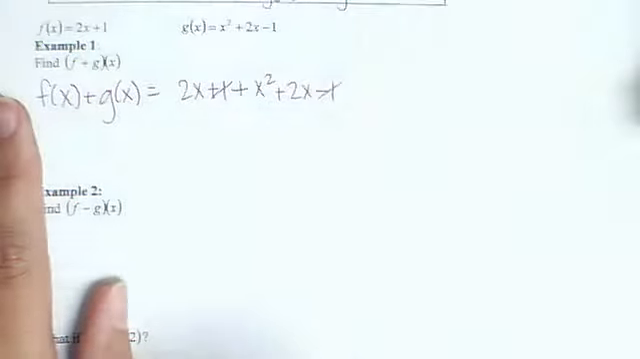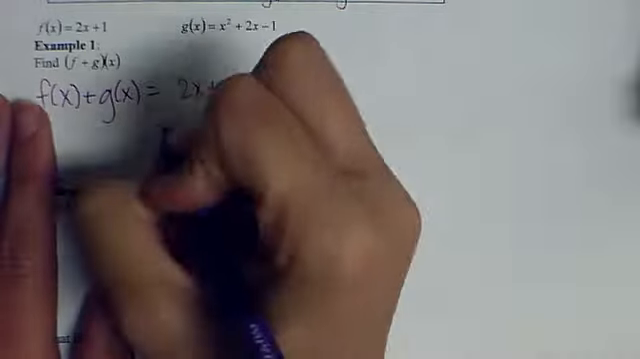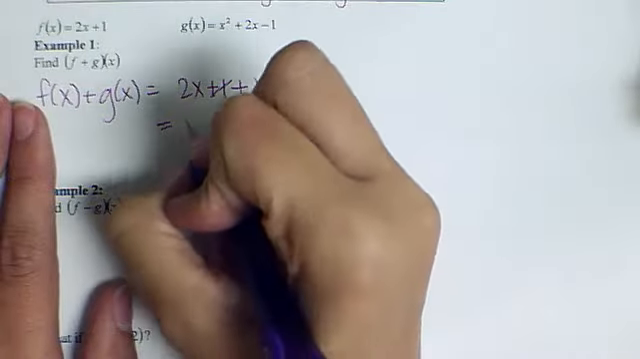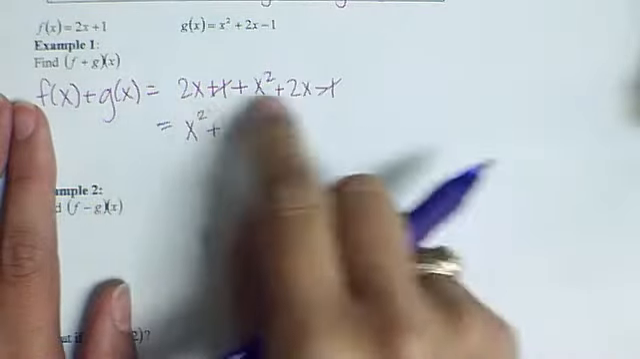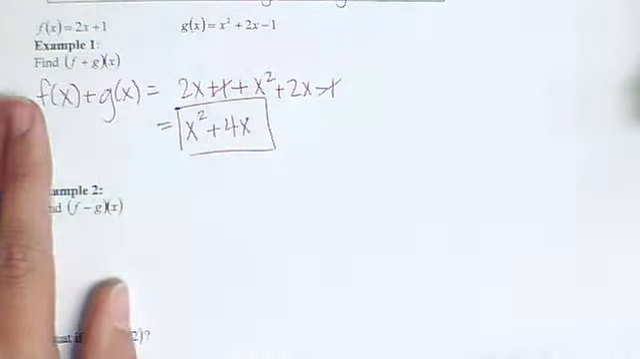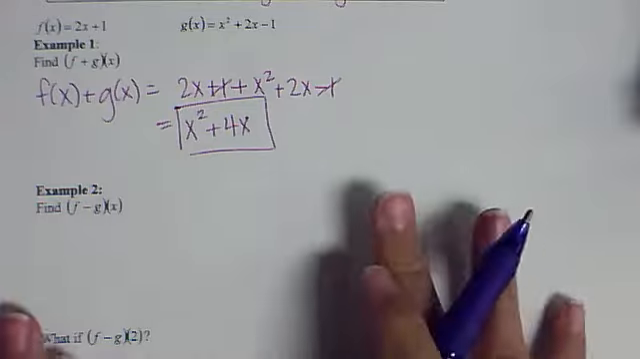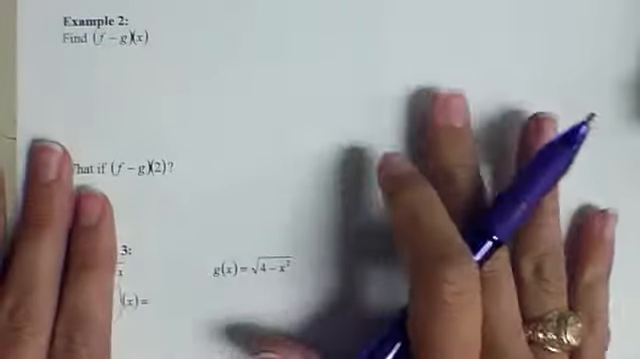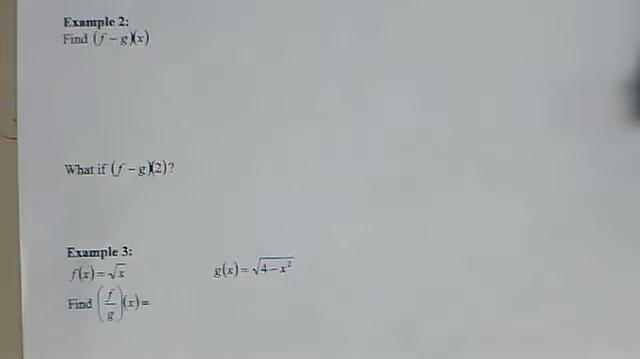The 1 and the negative 1 cancel, and then I write it in standard form with the highest power first. So I have x squared, and then 2x and 2x makes 4x. And x squared plus 4x is my final answer. On example 2, we're looking at one that's subtraction. We're still using the same f and g of x.